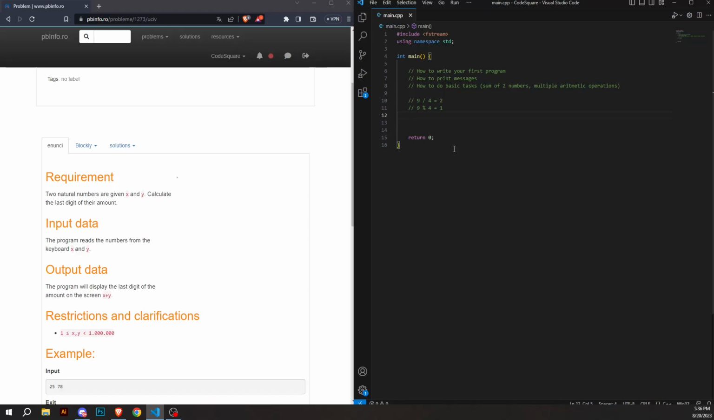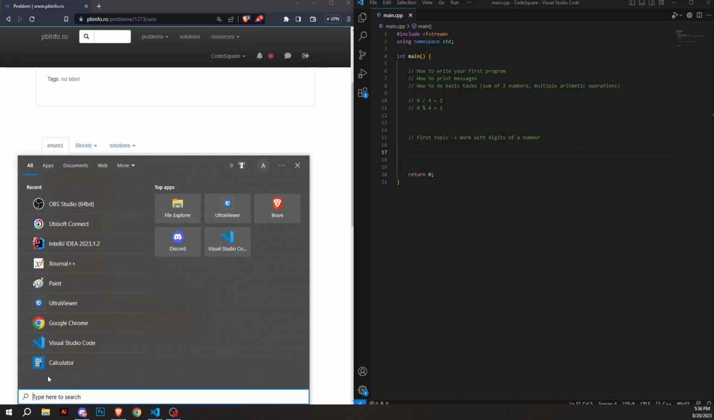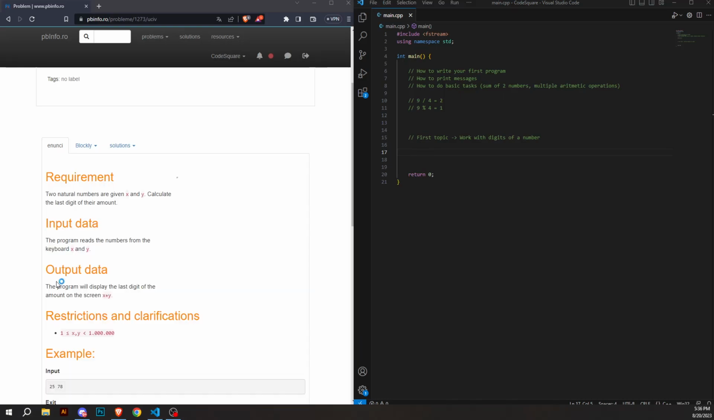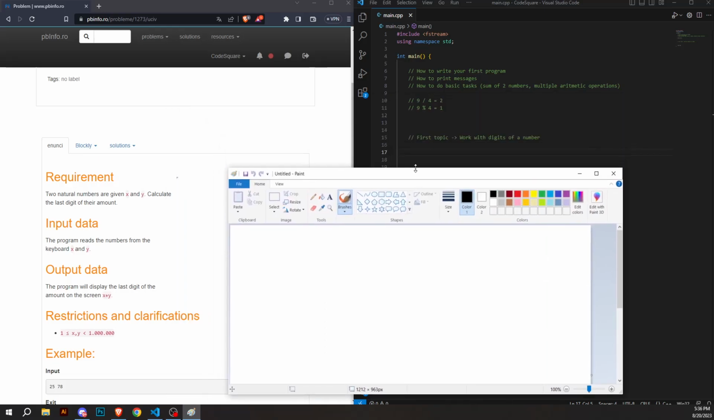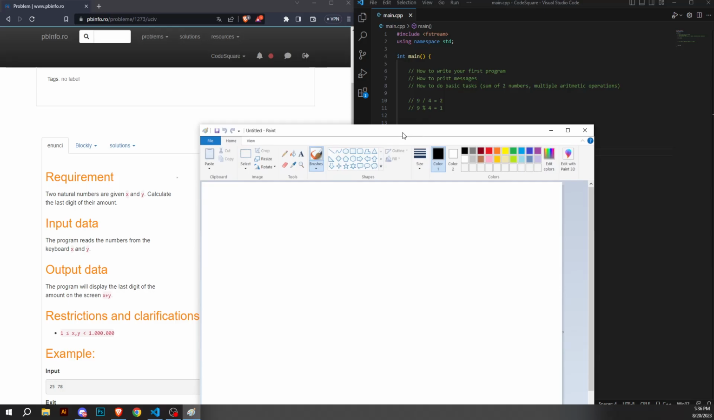How are we going to find the last digit of a number? So, actually, the first topic of today: work with digits of a number. Okay? This is the first topic. How are we going to do this? I'll try to give you a little bit of a demonstration. This is basically a mathematical formula, I would say, but not really that technical. It's actually really easy to remember.